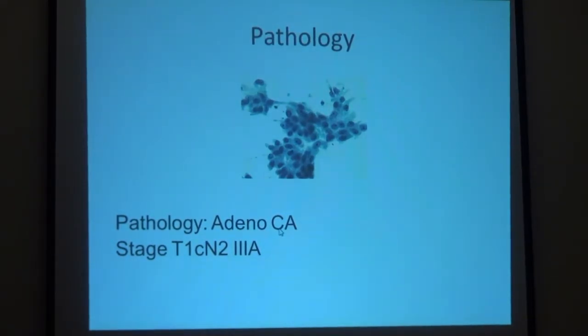So it's not unusual for adeno-CA to be negative on PET. Okay, and now you know that you have a T1 N2 stage with an N2 lymph node, then you're at 3A. So you would give neoadjuvant chemotherapy before you would do surgery. Usually that's the standard of care, to give neoadjuvant.